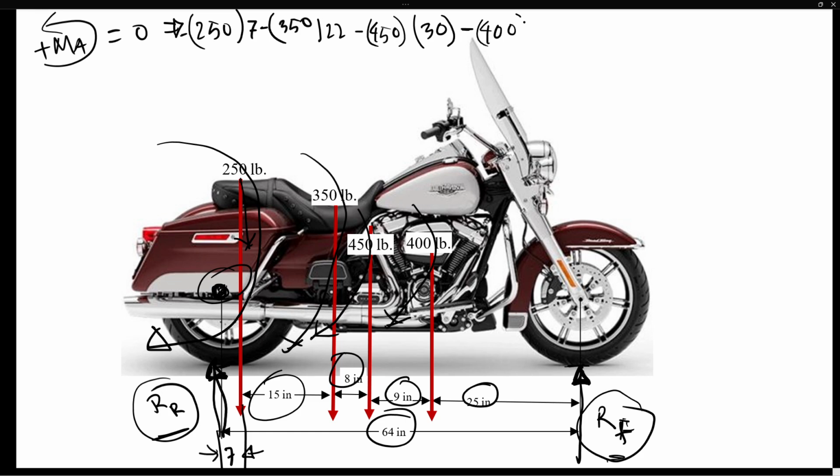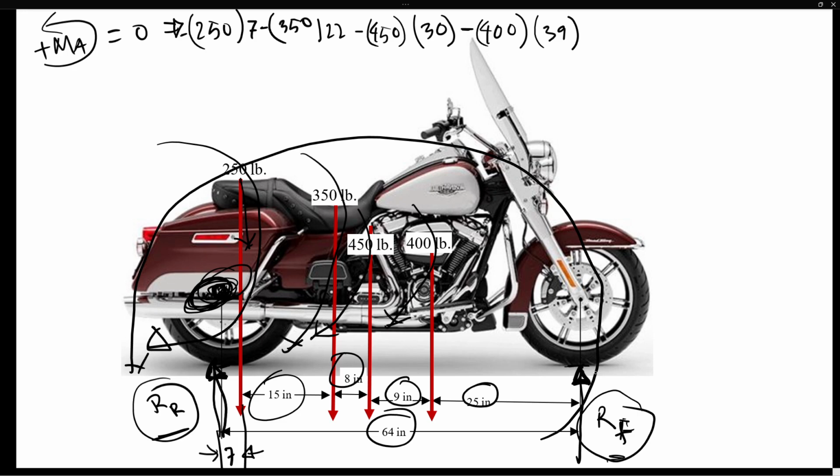That will also cause a negative moment, and that 400 pounds is another 9 inches away, so the total is 39 inches away from the rear wheel. And then that reaction at the front, or the load carried by the front, will cause a counterclockwise moment with respect to A. So you're fixing it at the rear wheel. This reaction will try to make this motorcycle rotate like this, so it's going to be a counterclockwise moment, which is positive. So our front wheel is 64 inches away from the rear wheel.